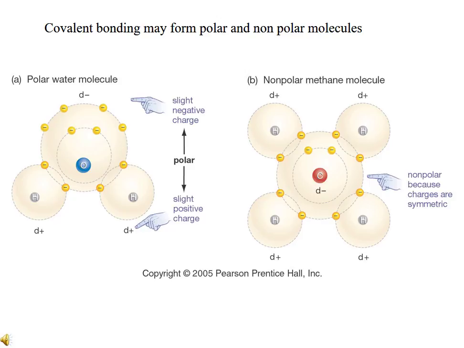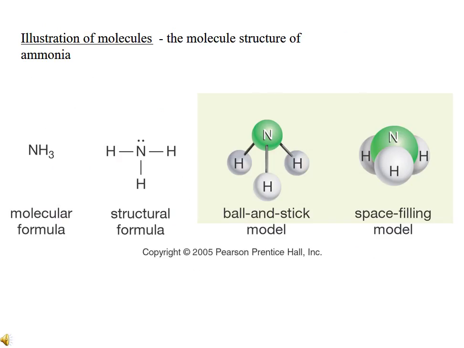Now, notice that this molecule is extremely balanced. It does not have any negative charges or positive charges towards one side of the molecule or the other. It is pretty much symmetrical. So again, covalent bonding can lead to the formation of polar and nonpolar molecules. Let's continue this review and look at how molecules are organized and how they're illustrated.